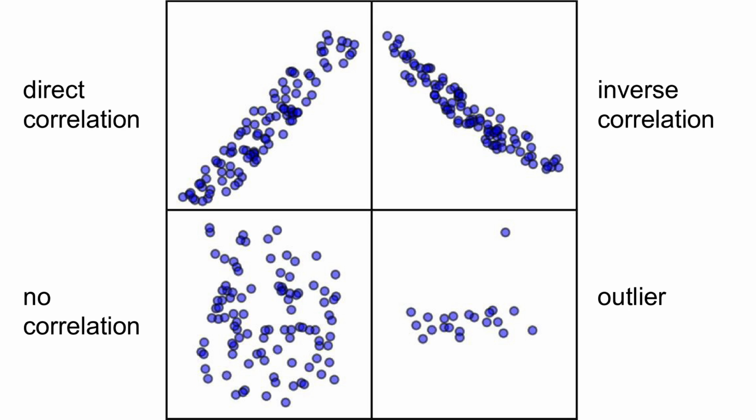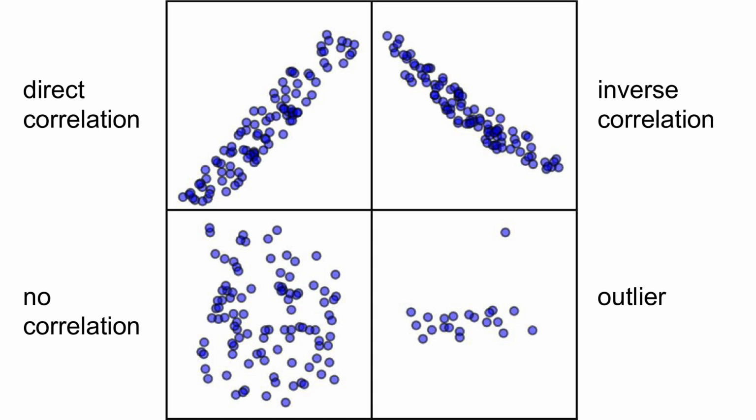A direct correlation looks more or less like a straight line with a positive slope. An inverse correlation is a little bit straight and then has a negative slope. If there's no correlation, it's just a big ball of dots. And we can also use these scatter plots sometimes to spot outliers. Just to give some examples here.